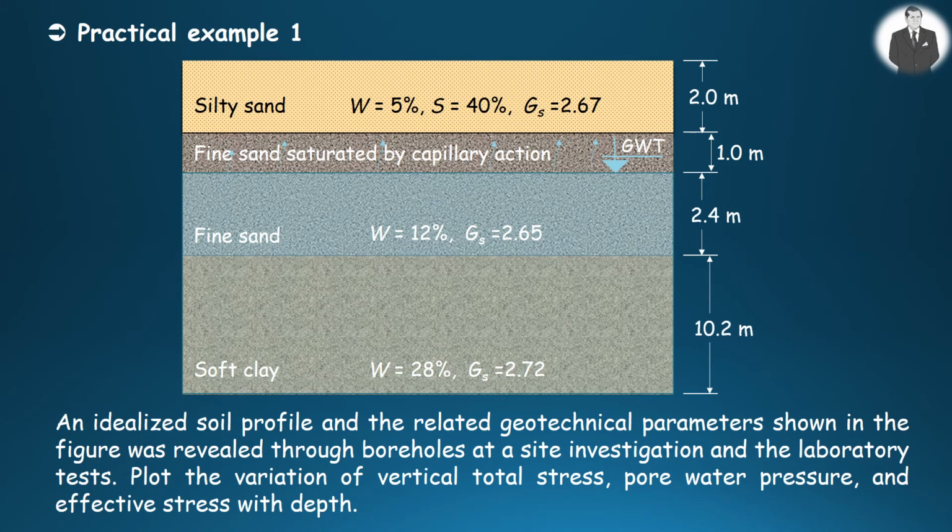To better understand what we have learned so far, let us go through some solved examples. The first one is an idealized soil profile, and the related geotechnical parameters given in the figure were presented through boreholes at a site investigation and the laboratory test results. You are asked to calculate and plot the variation of vertical total stress, pore water pressure, and effective stress with depth.